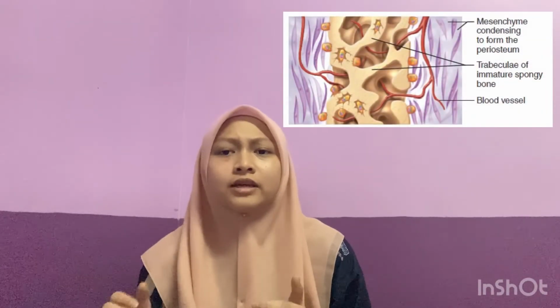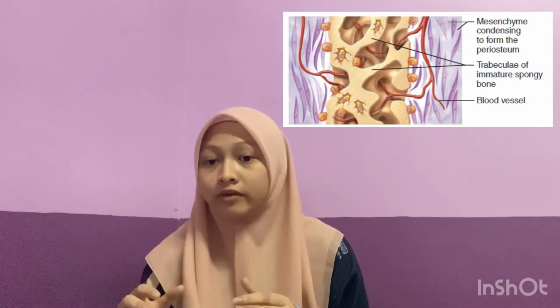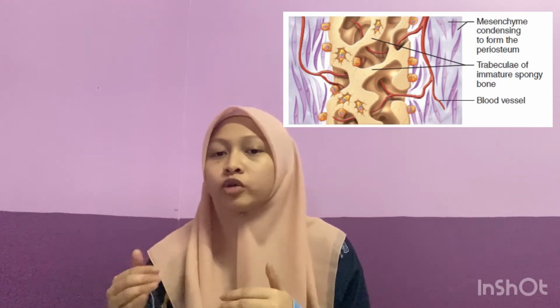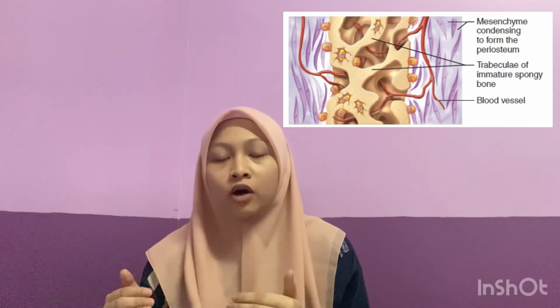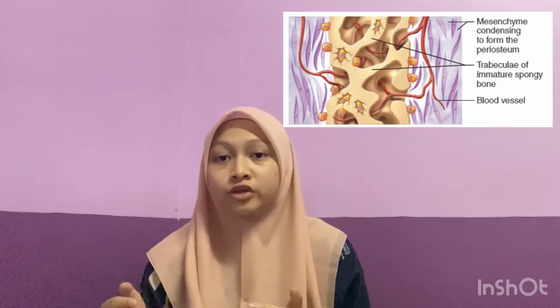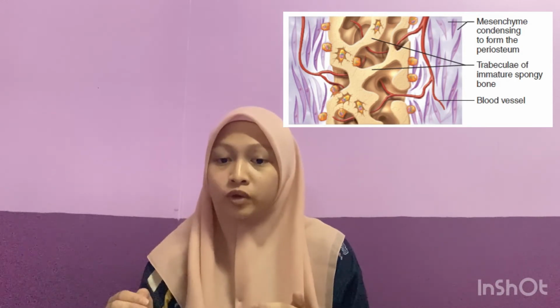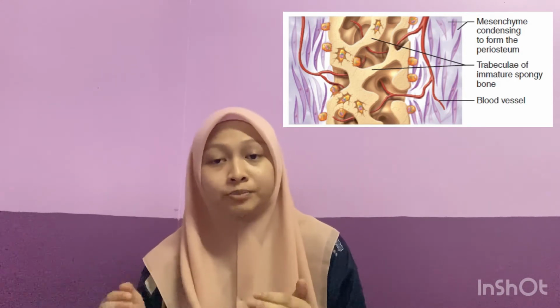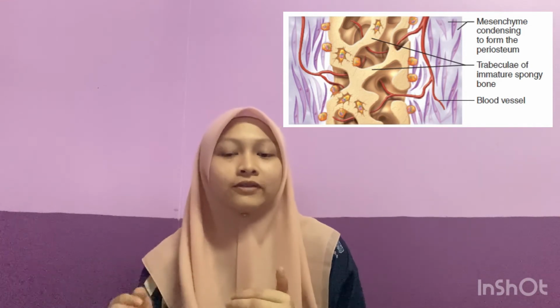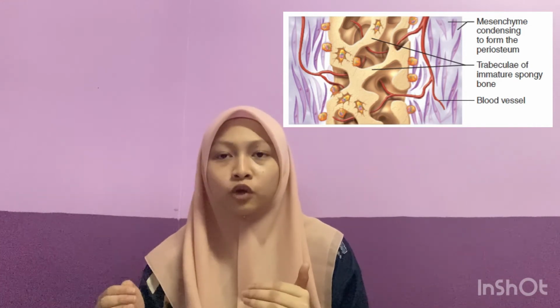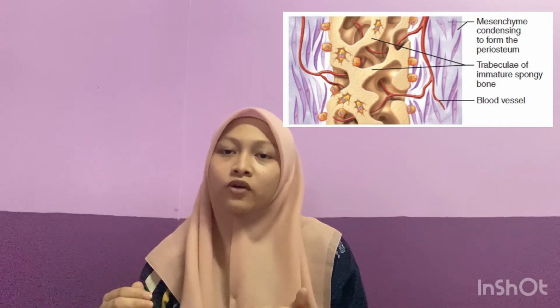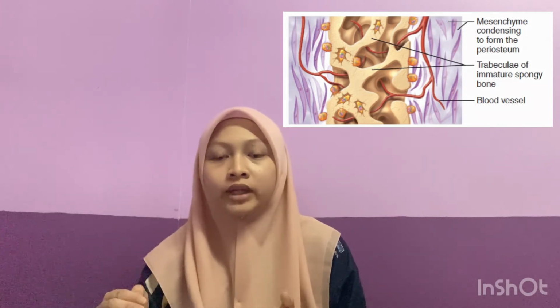The next stage is the development of trabeculae. There are still osteoblasts in this area, so there is continuous development of new bone. The bone matrix develops thin columns of bone called trabeculae, which fuse to form spongy bone. Blood and lymphatic vessels grow into the surfaces of this newly formed bone and develop red bone marrow.